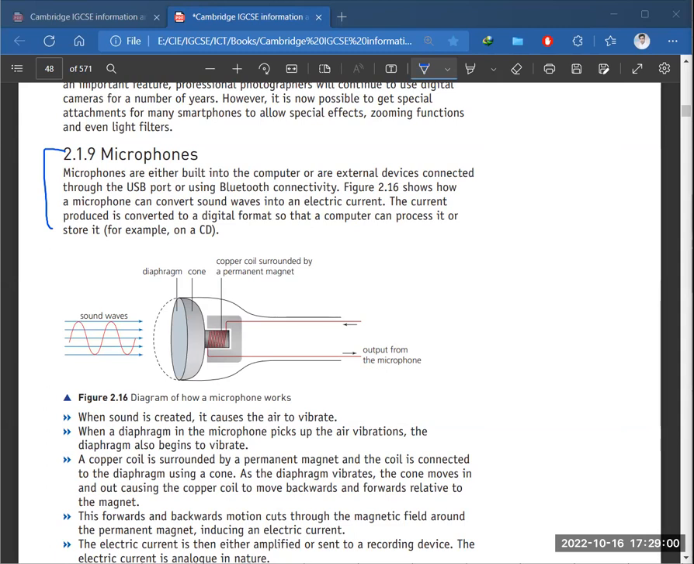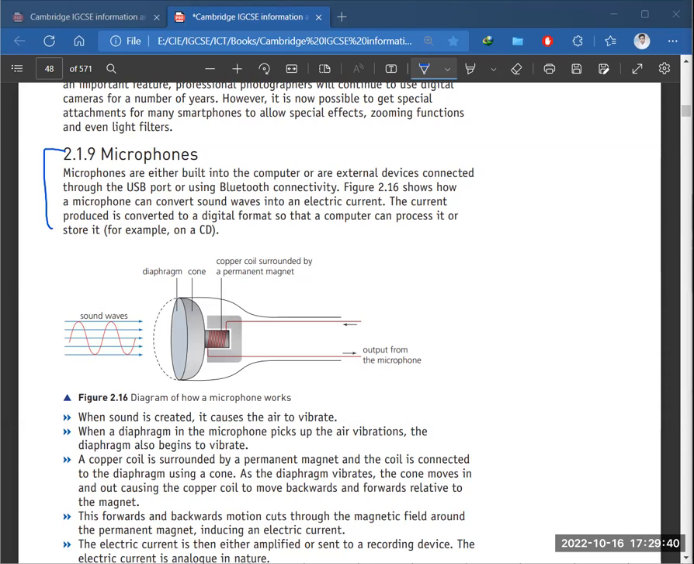Where was I? Through the USB port or using Bluetooth connectivity. Figure 2.16 shows how a microphone can convert sound waves into an electrical current. The current produced is converted to a digital format so that a computer can process it or store it, for example, on a CD. Perfect. What do you understand from this? Microphones can be connected by USB or by Bluetooth, and then the current produced can be processed.